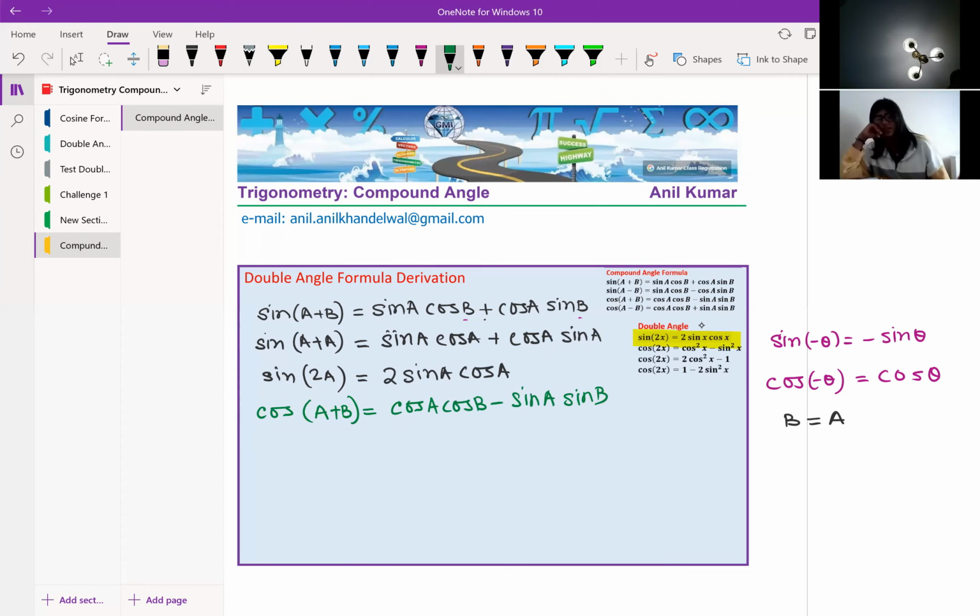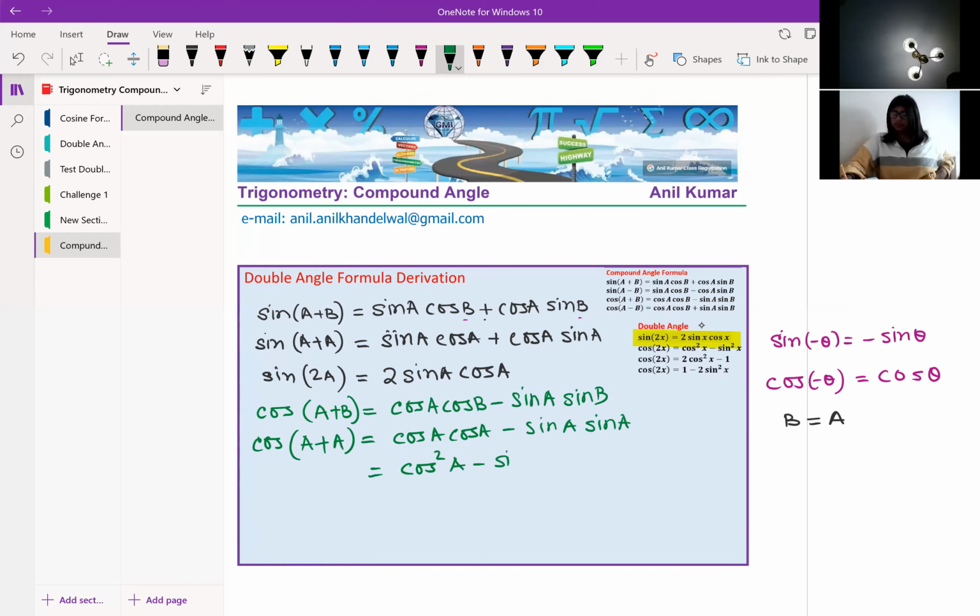Replacing B with A, I get cos A cos A minus sine A sine A. Is that clear to you? That gives you cos square A minus sine square A. So that becomes the formula for double angle when cosine is there. So we have derived the cos 2x formula.